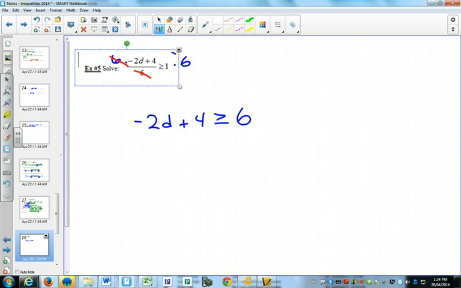Are there any like terms? No. The 4 and the 6. So we can subtract 4 on both sides.